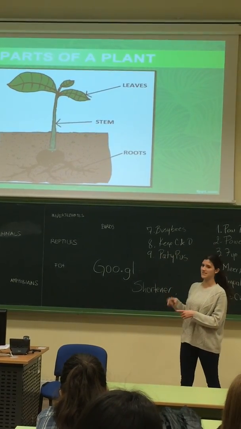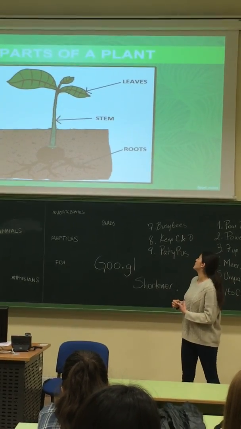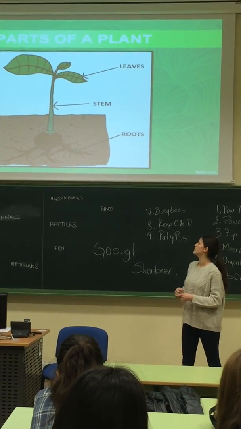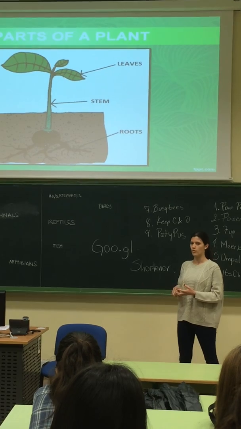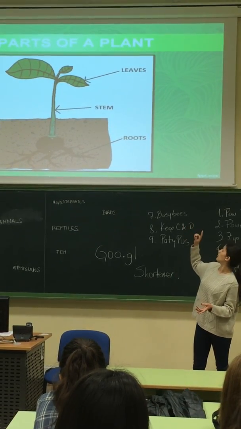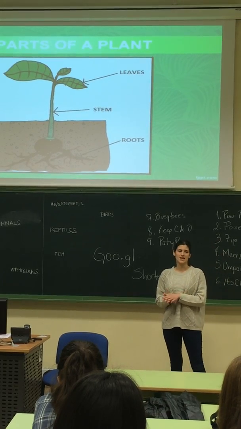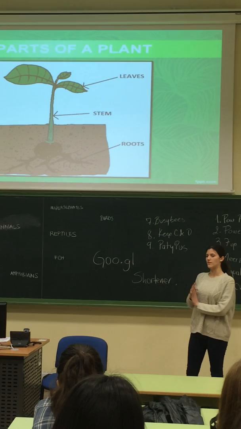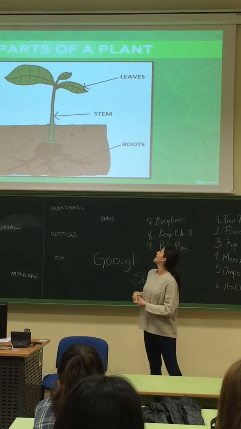Moving up, we have the stem, whose main function is to support the plant and transport water and nutrients across all the plant. And finally, on the top, we have the leaves, which are like food factories due to the fact that in them food is produced.